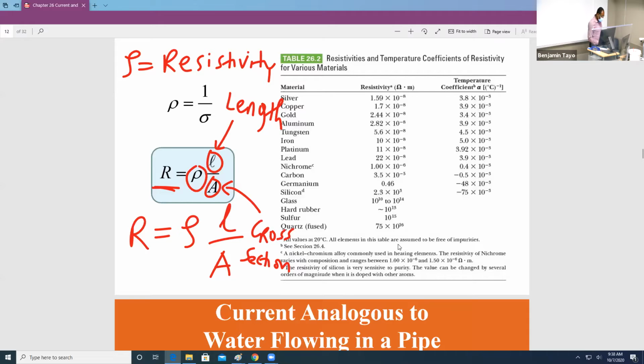So with this, I want to just take one more example here. So we're going to look at copper, for example. And we'll look at the value of the resistivity of copper. And then let's look at the second example here, that is glass. So glass is between 10 to the power 10 to 10 to the power 14. So with this, let me solve one example here.